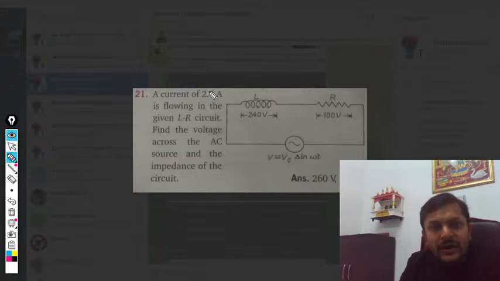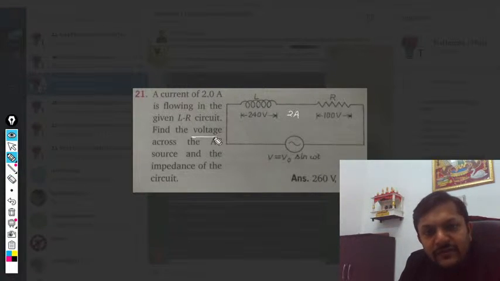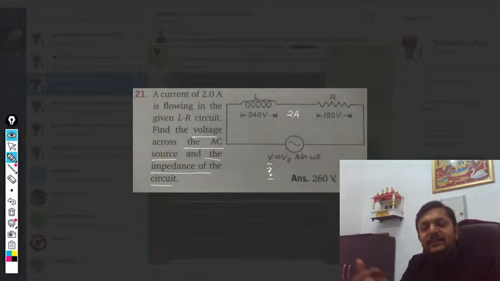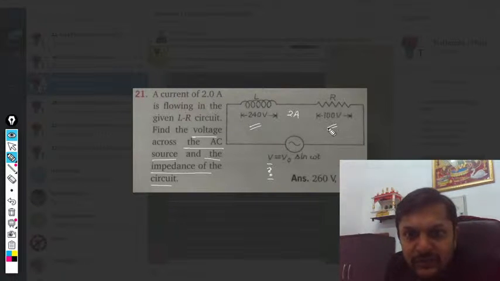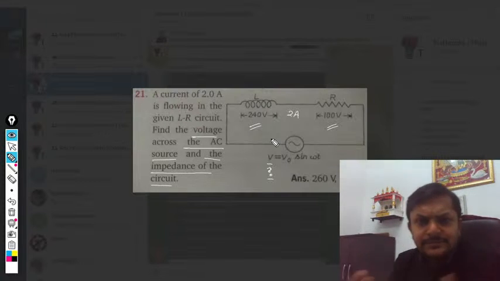Okay, now the current is 2 ampere is flowing in the given LR circuit. So the current is given as 2 ampere. Well, this is AC, so you can't show the direction. Find the voltage across the AC source and the impedance of the circuit. So impedance will be easy, but okay, fine. This is only and only the voltage is given here. So this is a really different question.